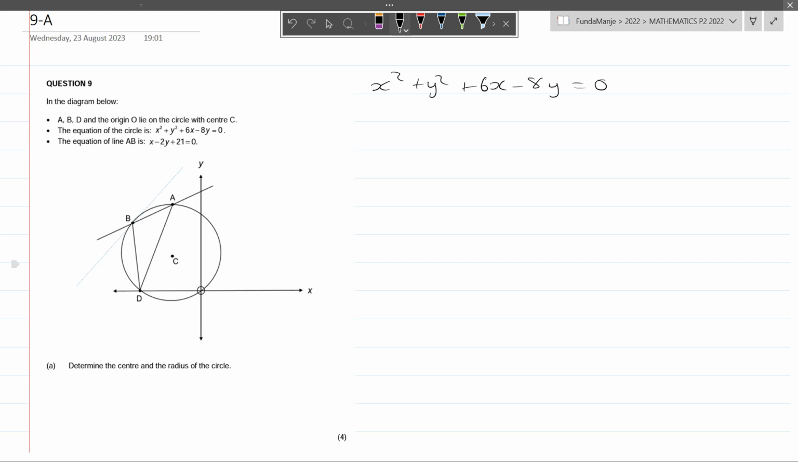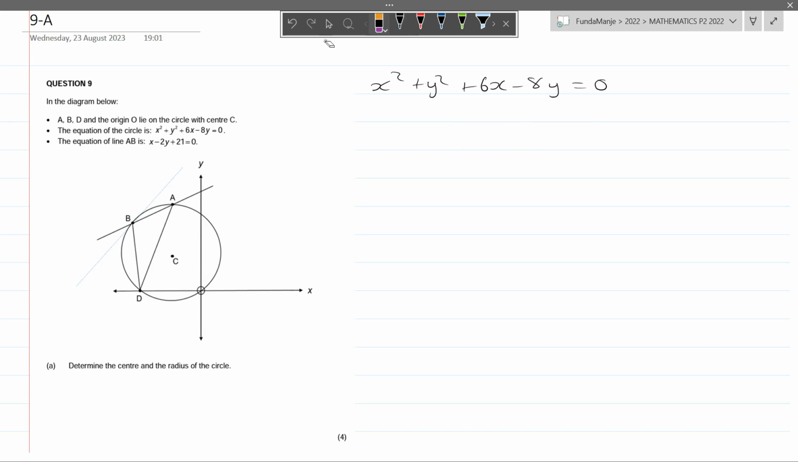Now, to determine the center, we are not given the coordinates. That's what we should come up with. And we can do that from the equation of the circle itself by completing the square on this equation here. When it's an equation, it's much easier to complete the square, because all that we have to do is make our two brackets, put x and y in them.